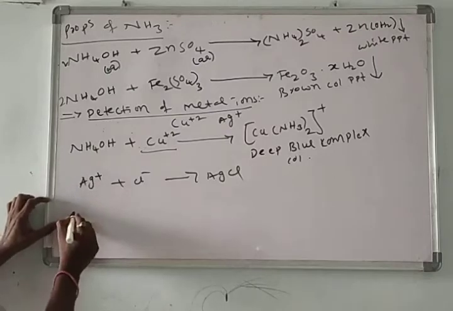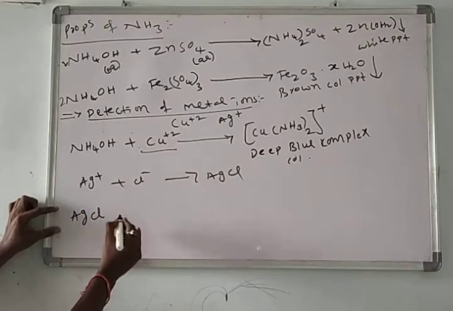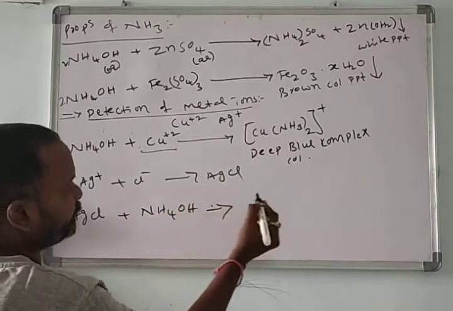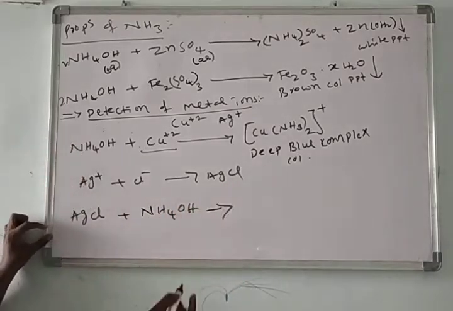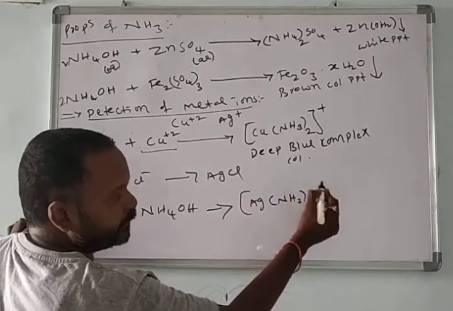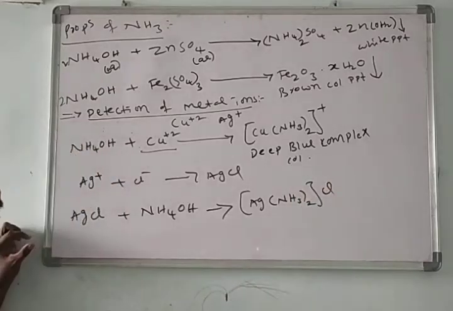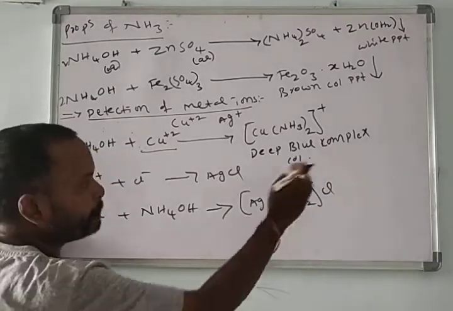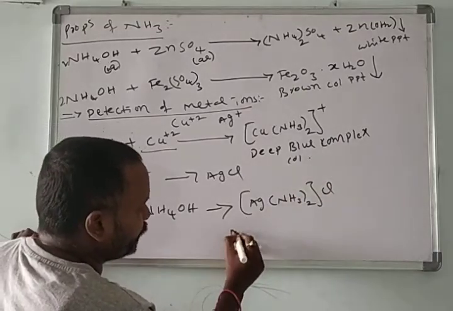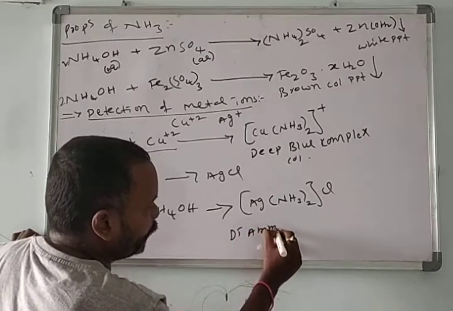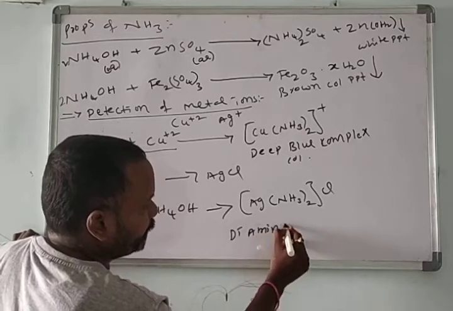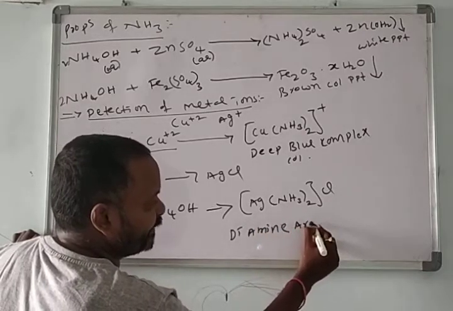Okay, here this AgCl reacts with ammonium hydroxide. And what happened here? Okay, here we'll get the diammine silver(I) chloride, diammonium argentinum chloride. The name of this molecule is diammonium or diammine. Ag means argentinum.